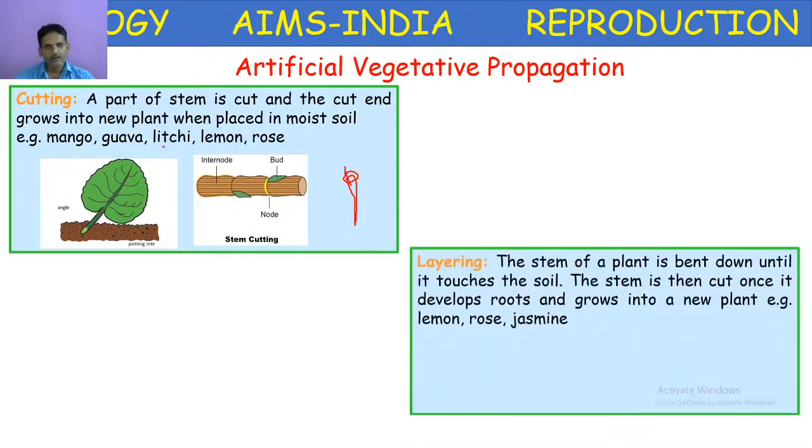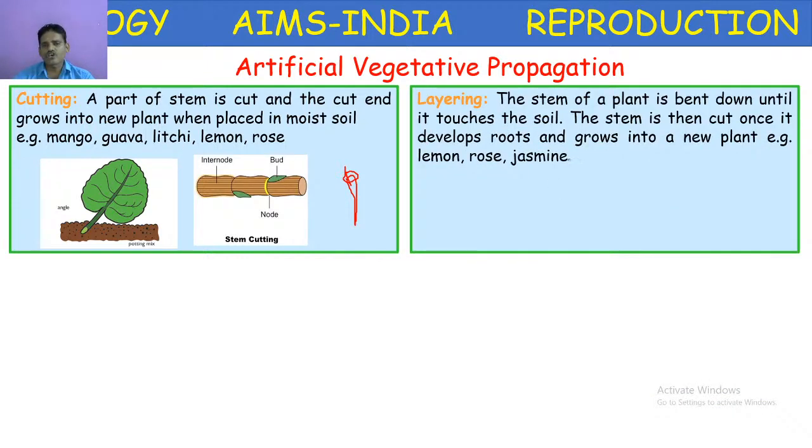Next, layering. Layering is also one of the most common methods of vegetative propagation, a man-made method. Here, the stem of a plant is bent down until it touches the ground, like this. The stem is then cut once it develops roots. After developing roots, we can cut this portion, and the plant develops into a new plant. This process can be done in lemon, rose, jasmine, flower yielding plants and fruit yielding plants, horticultural plants, even citrus plants. For this method also, favorable conditions are required. Good soil, moisture, everything is maintained.